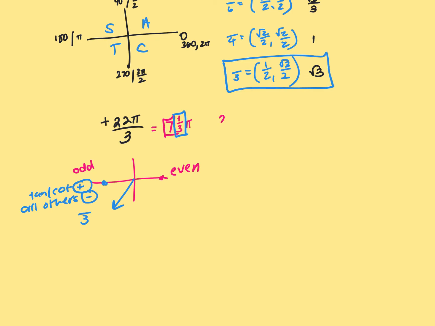If it was 23 pi over 3, this would be 7 and 2/3 pi. I would still start on the odd side, but now 2/3 is bigger than a half, so I go past the halfway mark, and that puts me in the fourth quadrant, where now my cosine and my secant are positive, and then all others are negative.